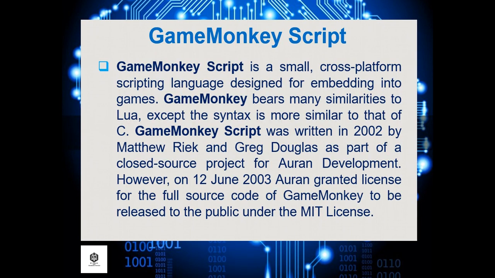GameMonkey Script. GameMonkey Script is a small cross-platform scripting language designed for embedding into games. GameMonkey bears many similarities to Lua, except the syntax is more similar to that of C. GameMonkey Script was written in 2002 by Matthew Rick and Greg Douglas as part of a closed-source project for Auran development. However, on 12 June 2003, Auran granted license for the full source code of GameMonkey to be released to the public under the MIT license.